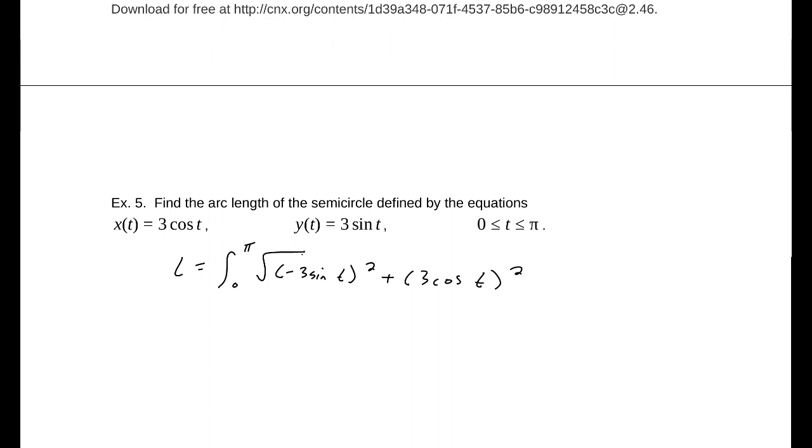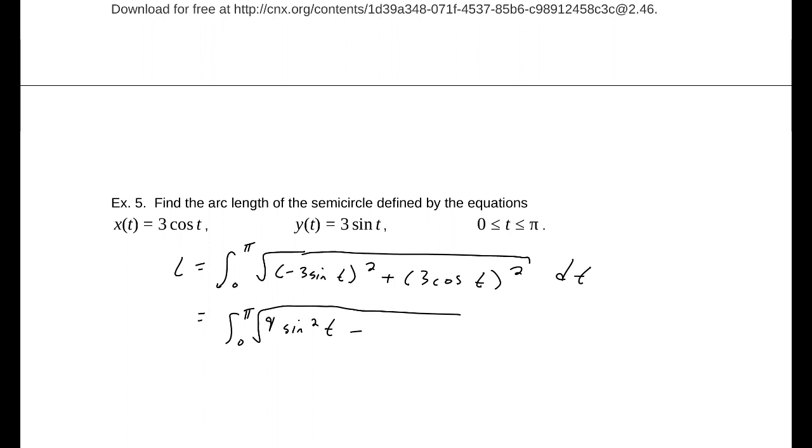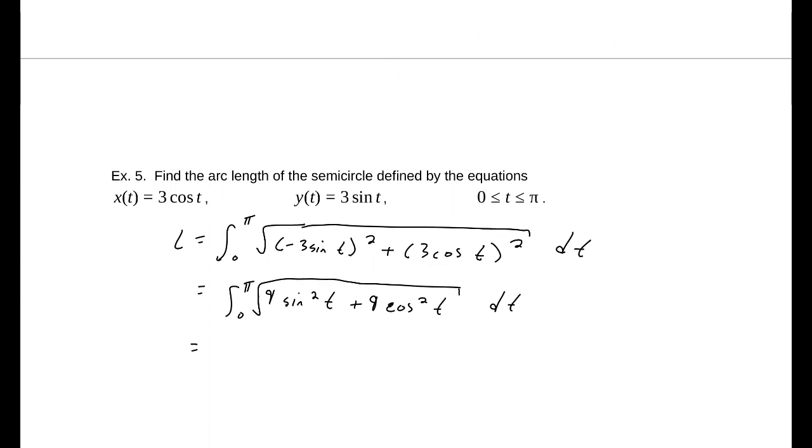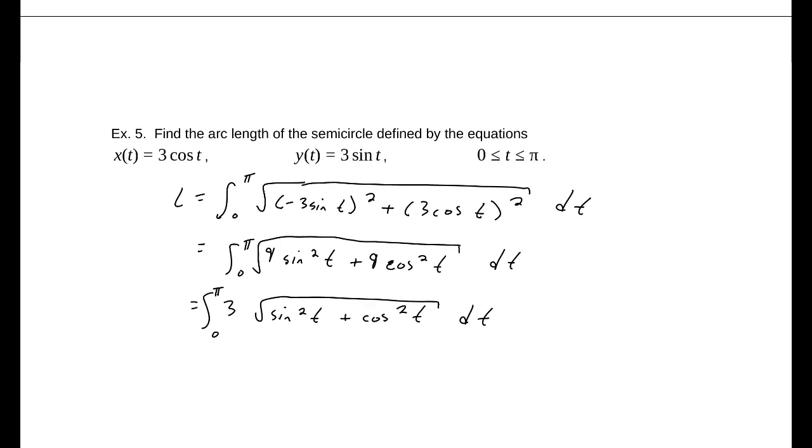We're going to square both of those. Okay. Well, squaring that, we get 9 sine squared t plus 9 cosine squared t. Hopefully you notice we can factor the 9 out, so this is actually 3. I could factor it out of the integral as well: 3 square root of sine squared t plus cosine squared t. Now the Pythagorean identity tells me that is actually equal to 1.